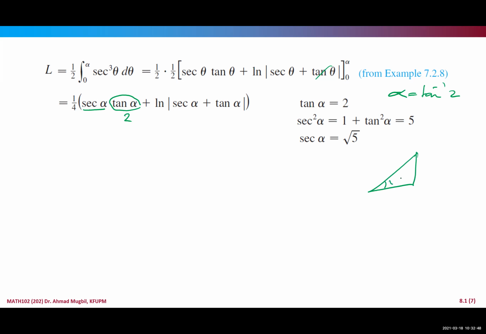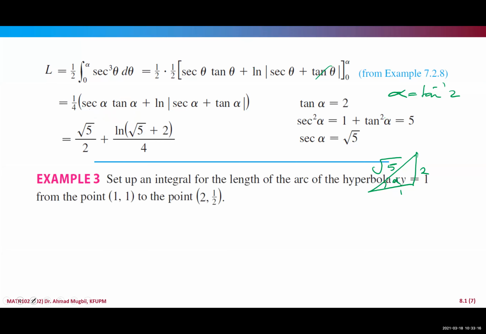You can draw the triangle. If tan alpha is 2, this is alpha, not theta. This is 2, this is 1, and this will be the square root of 5. Or use the Pythagorean identity: secant squared equals 1 plus tan squared, which is 1 plus 4, so 5. Secant alpha will be the square root of 5. And of course, you can now simplify. You can just substitute secant alpha by square root of 5 and tan alpha by 2. And this will be the length of this curve.